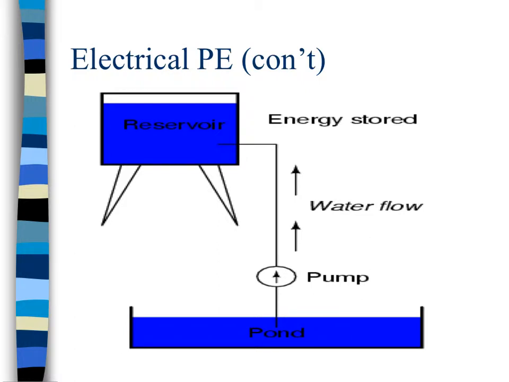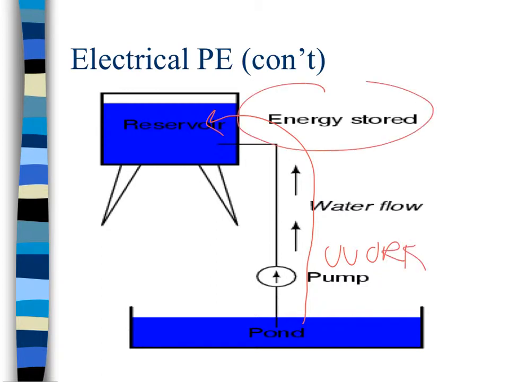A high water reservoir would pump water out of a pond and up into some kind of container. Now, by pumping up the water, you're doing work on the water. And by doing the work on the water, you're giving that water higher up energy. That stored energy we call potential energy.